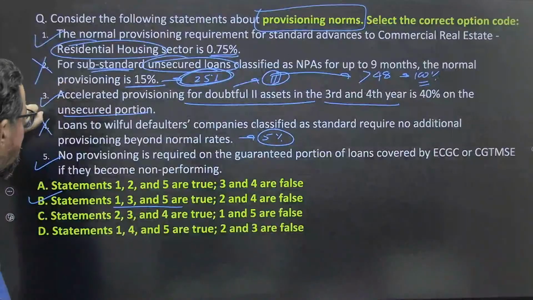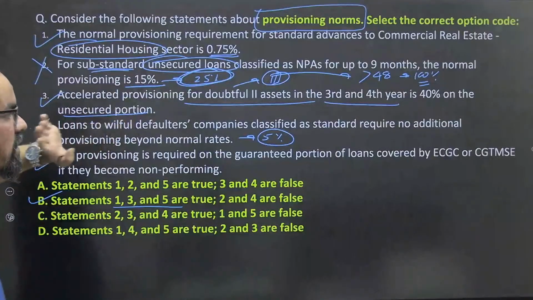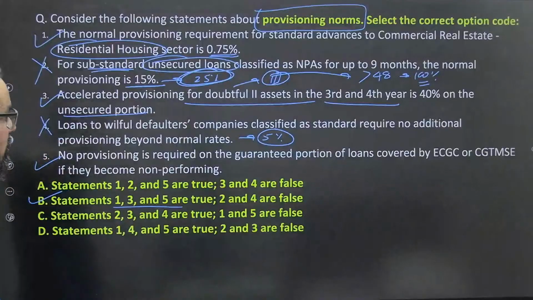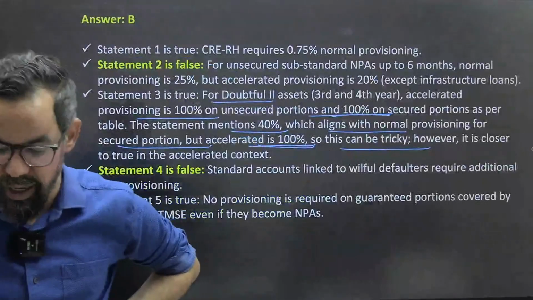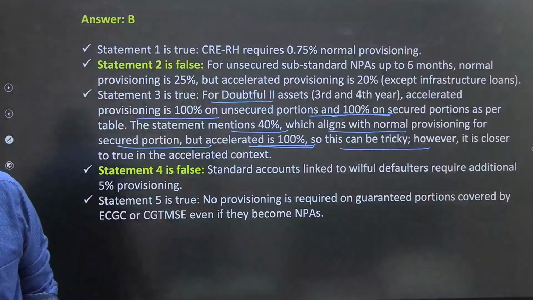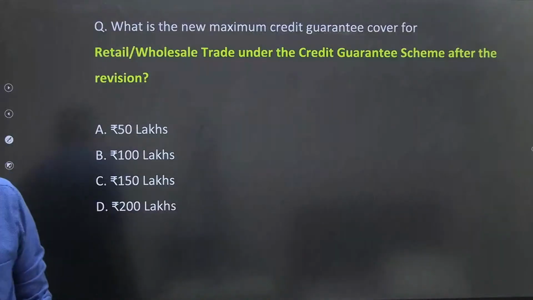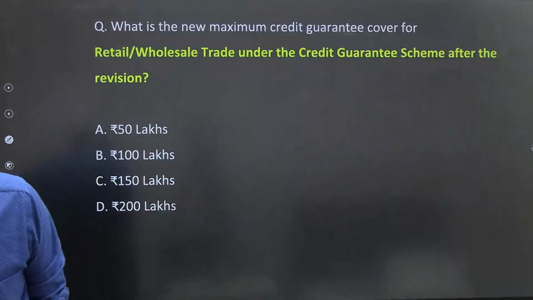So the area is accelerated provisioning for doubtful 2 assets in the third and fourth years is 40% on unsecured portion. So if it is the unsecured portion, then this will be a bit off. It should be 100% only, right? So please cross-check this once, if I am doing something wrong here. Correct. Let's go to the next one.